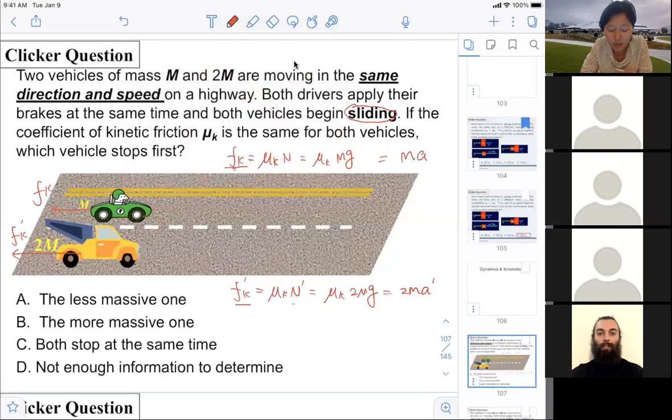So now I convert the question to the kinematics question: which vehicle stops first is which one has a bigger acceleration. Because if you have a bigger acceleration, it takes less time for your velocity to be reduced to 0. So the alternative question is which one has a bigger acceleration.